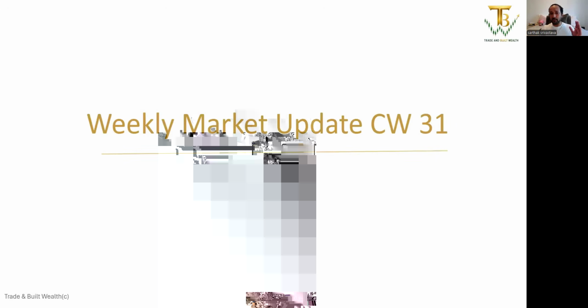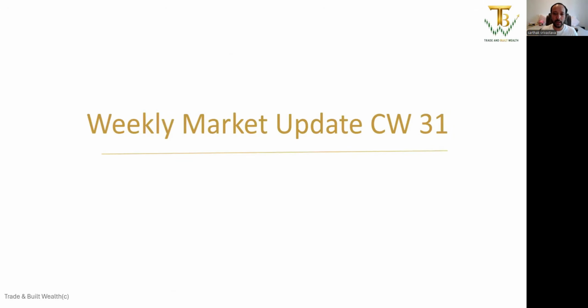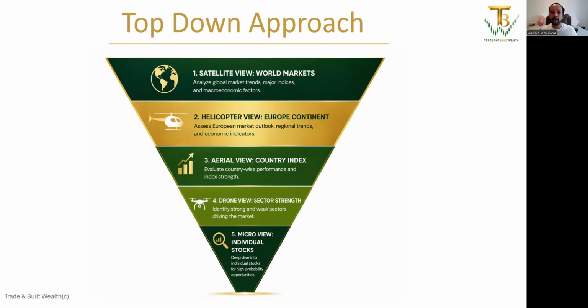So this is the weekly market update for this next calendar week, which is coming up. How do we do weekly market updates? We do a top-down approach. We see what the global market is doing, the satellite view, which is the world market. We go one step down, see how Europe is functioning as a whole. Then we go another step down. This is the aerial view, where we see how each and every country is performing, which country is showing strength, which country is gaining momentum. Then we go to the fourth one, which is the drone view, where you see which sectors are performing. And finally, we filter out the stocks and see which stock has the strength.